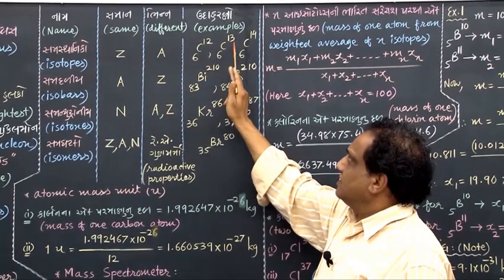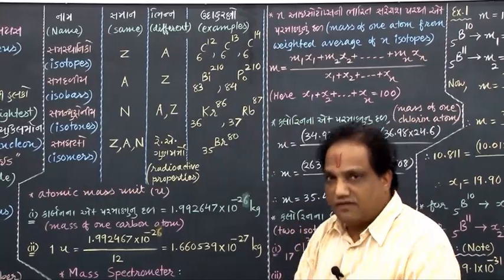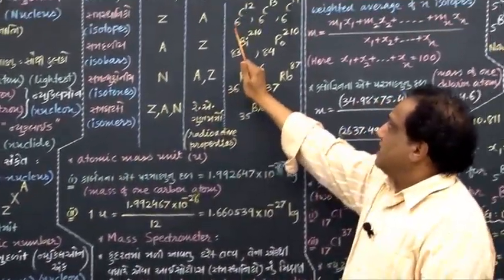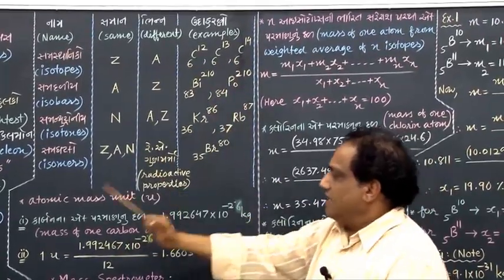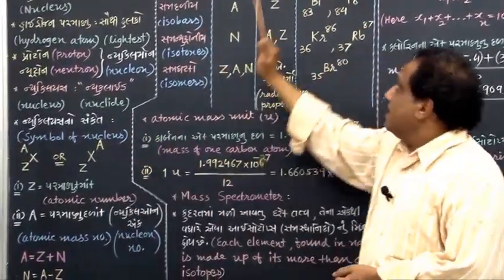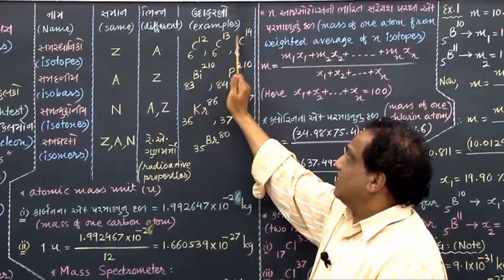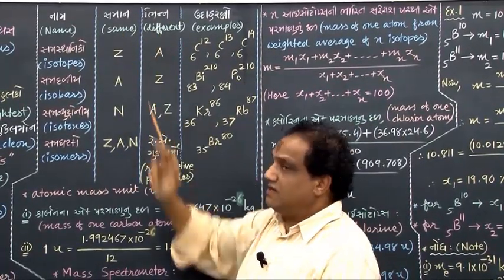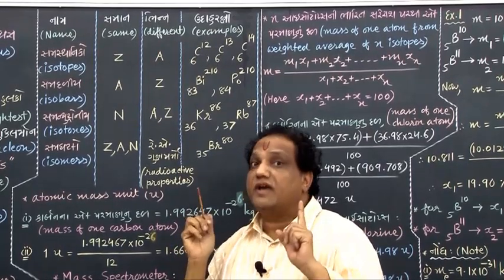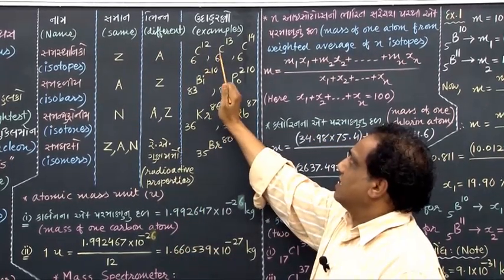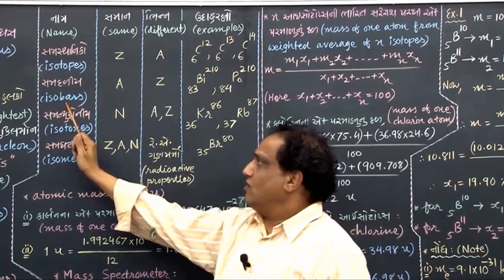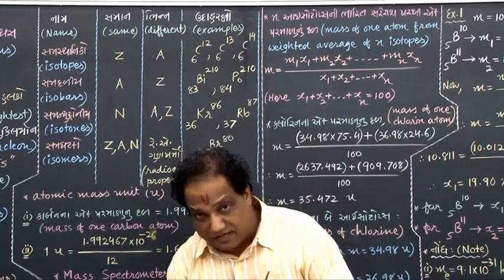See the example. 6C12, 6C13, 6C14, correct? Written below it is Z, and you can see Z is same everywhere. Written above it is A, which is different: 12, 13, 14. A is different, Z is same. They are called isotopes of a given element. The given element is right now carbon. Simple.